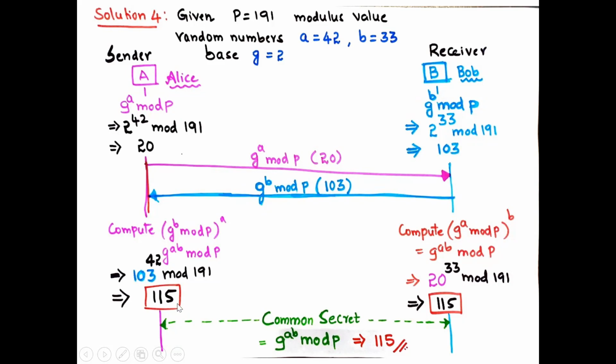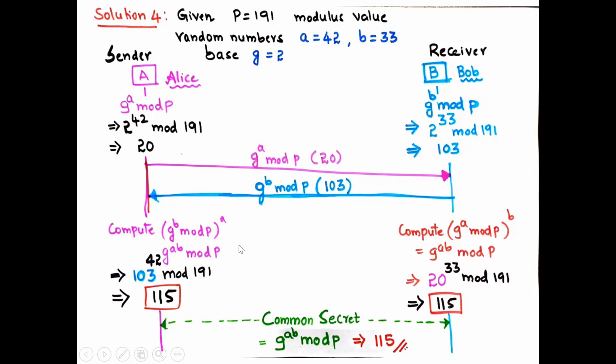115. Similarly, Alice has sent the partial key G raised to a mod P to Bob. The value is 20. Upon receiving this partial key, Bob applies his own random integer, 33: 20 raised to 33 mod 191. The answer comes around 115.